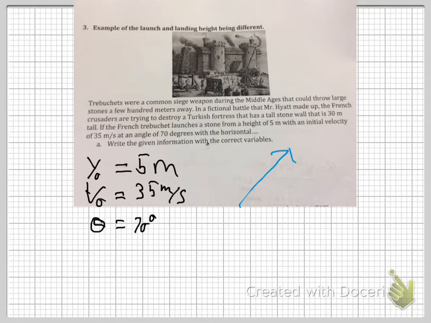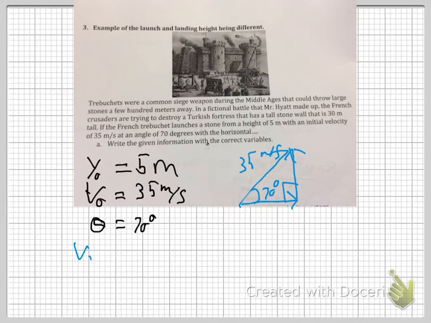So what I like to do is make a triangle with my components. This is the hypotenuse, 35, and then there's the x component and the y component, 90 degrees and a 70-degree angle.